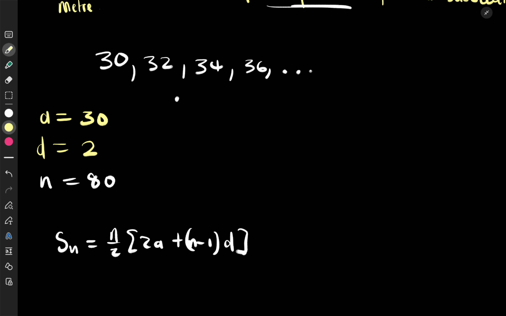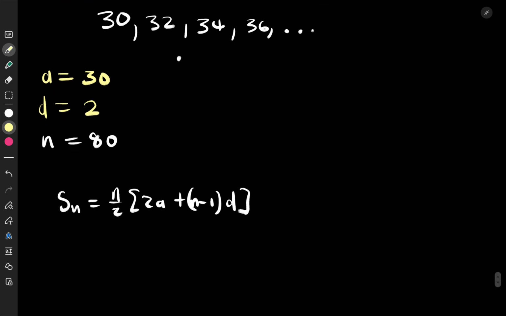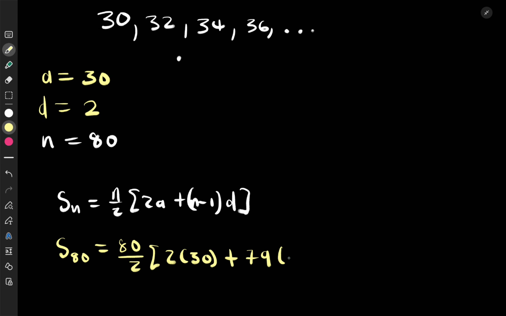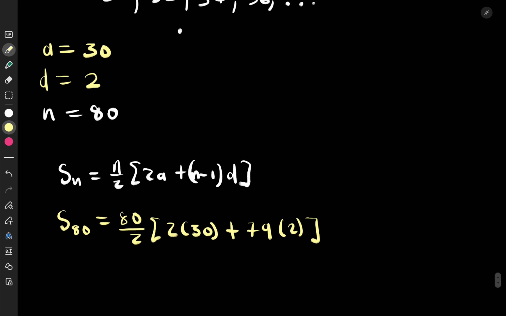If you don't know these formulas, I'm running away from you, okay? Because you are throwing away the whole thing. So S80 becomes 80 over 2 multiplying 2 by a, which is 2 by 30, plus n minus 1. If n is 80, it'll be here 79, okay? 79 by, what is my D? By 2. So here I would have my S of 80 be equal to 80 over 2, 40.